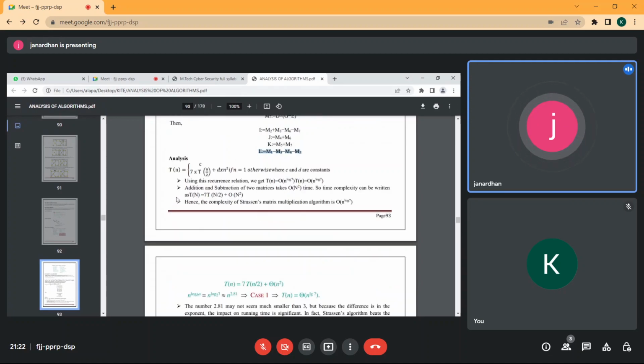Then the analysis: T of n equal to 7 into T of n by 2 plus d into n square, otherwise equal to c if n equal to 1, where c and d are constants.